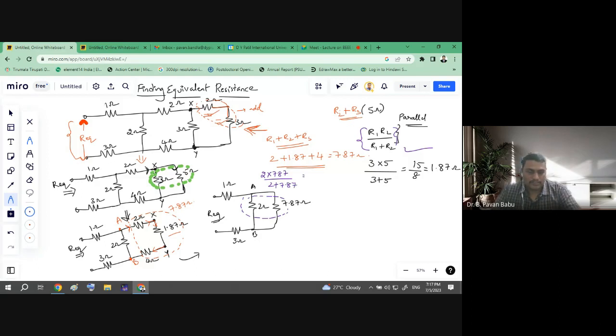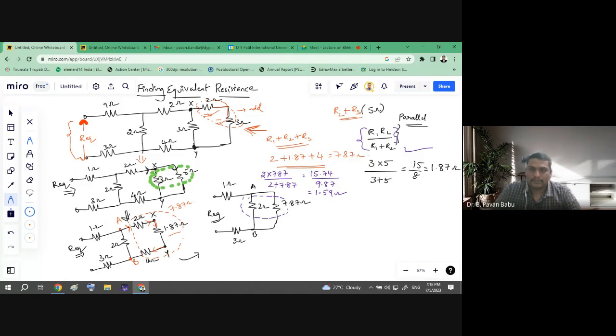So let us see what is the value. So just I am using a calculator here. 2 into 7.87 is 15.74, and so that is 9.87. So this is 9.87, and the resultant is 1.59. So 1.59 ohms. Okay. So this is the value of these two parallel connected resistors.